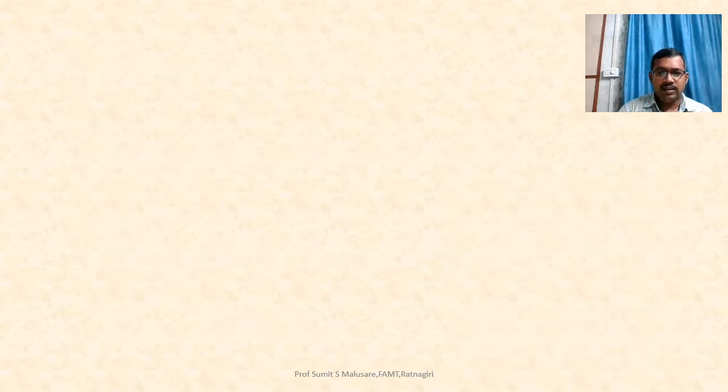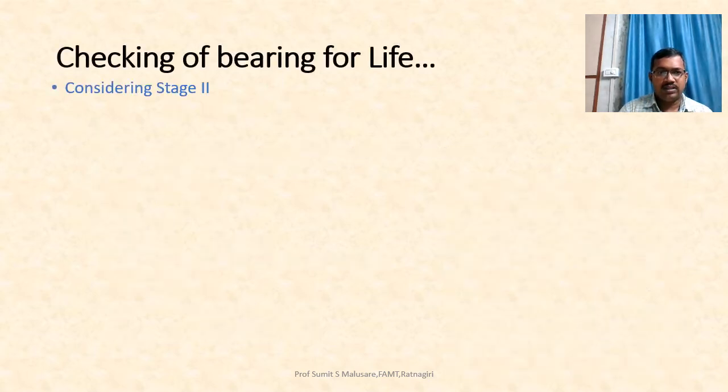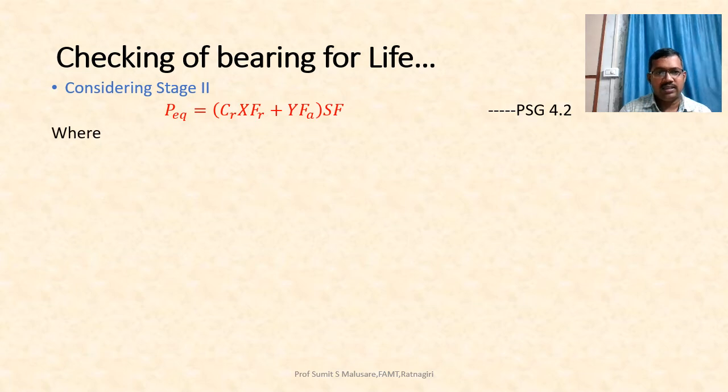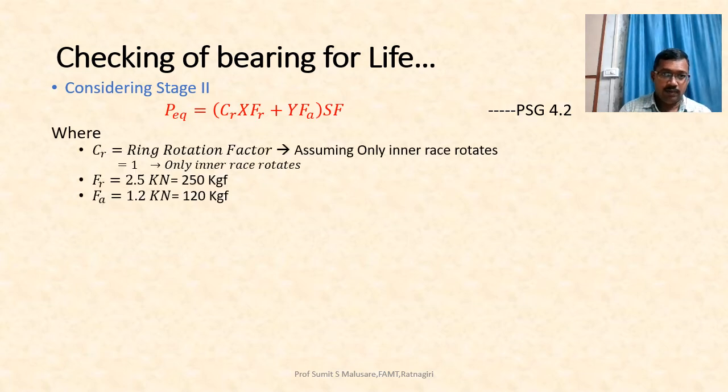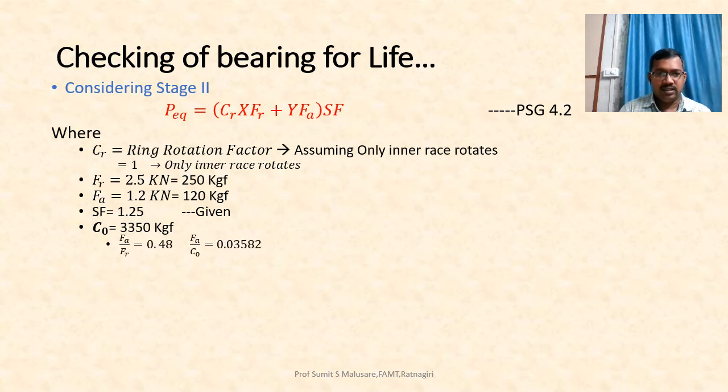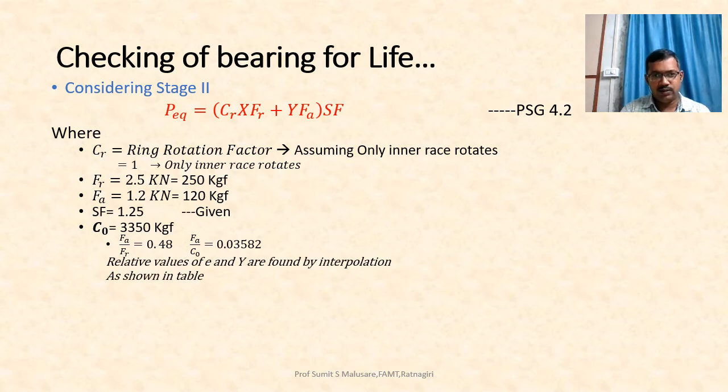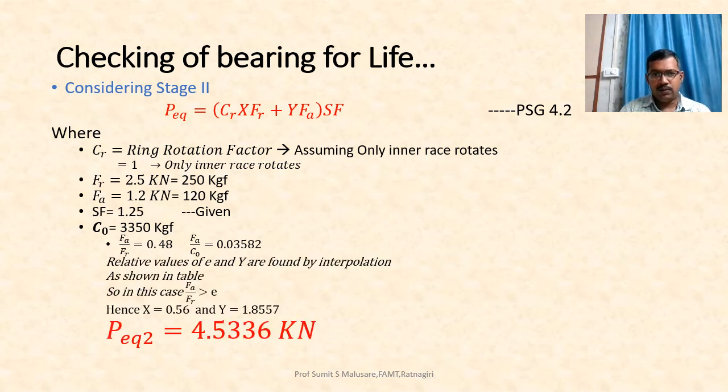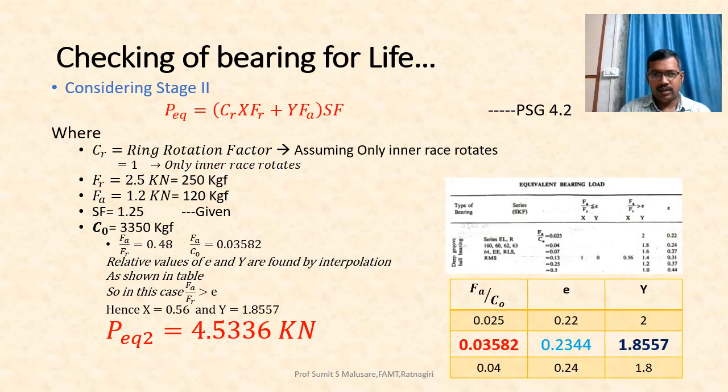Similarly, I have to go for stage 2. For stage 2 the formula is the same, the value remains the same. We will see one by one. Again C0 is 0.3350 kgf. Then we calculate the value of FA by FR and FA by C0. Then I have to use this table.